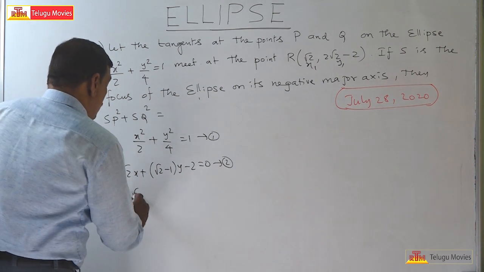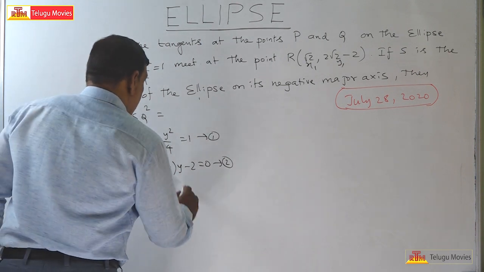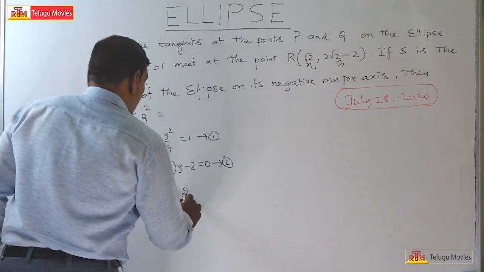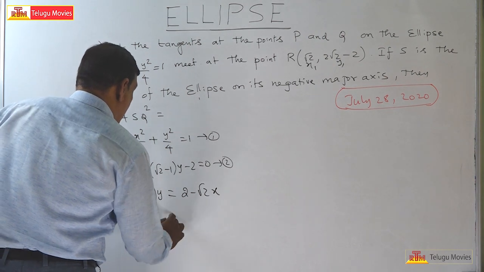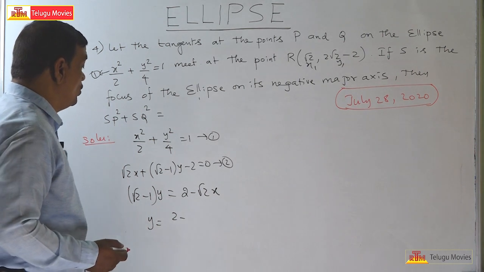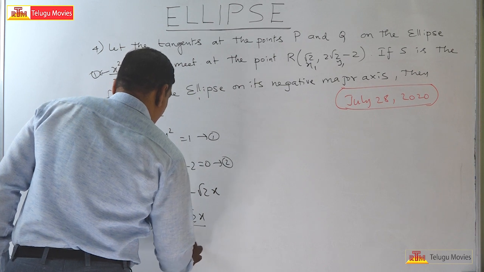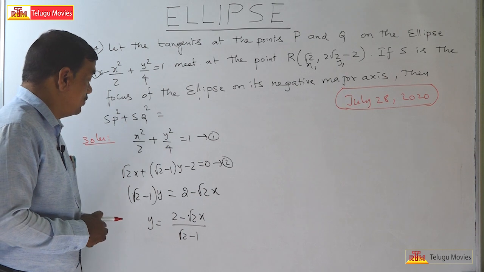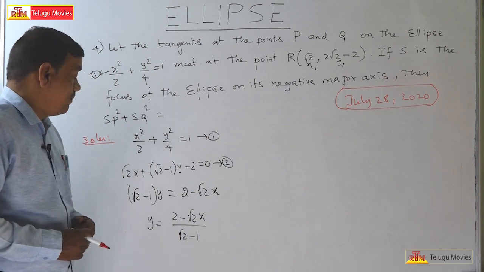So this is equal to (root 2 minus 1) times y is equal to, if you take that side, otherwise we can write this as 2 minus root 2x. So y is equal to (2 minus root 2x) by (root 2 minus 1). So this is your y value.